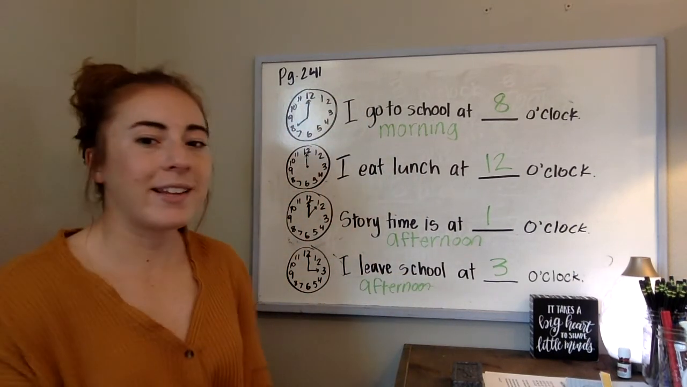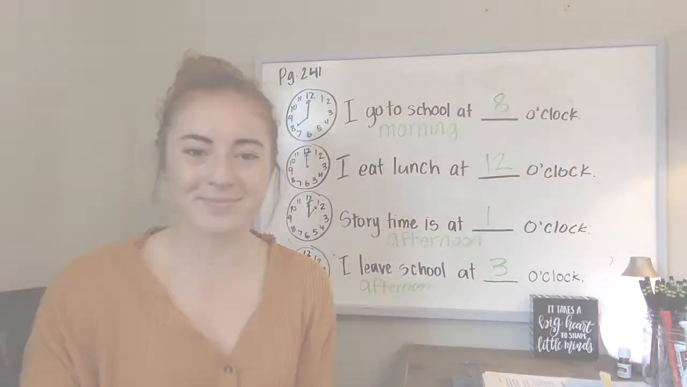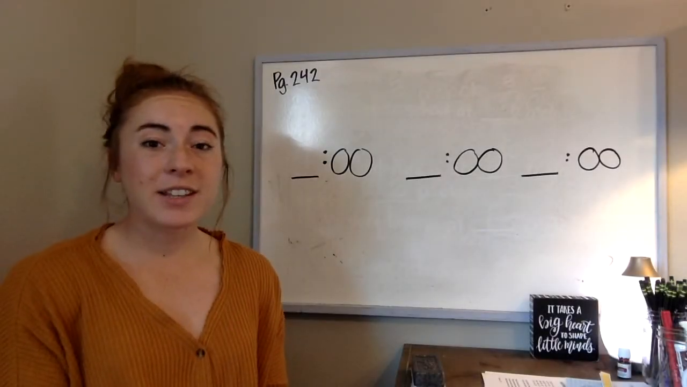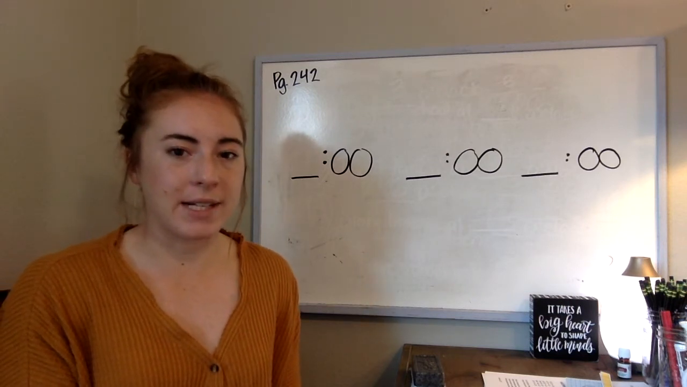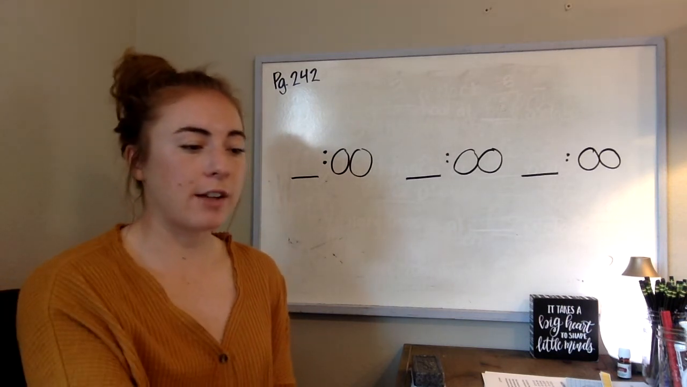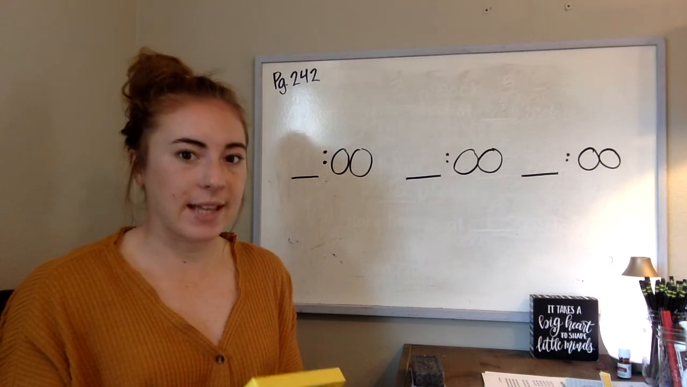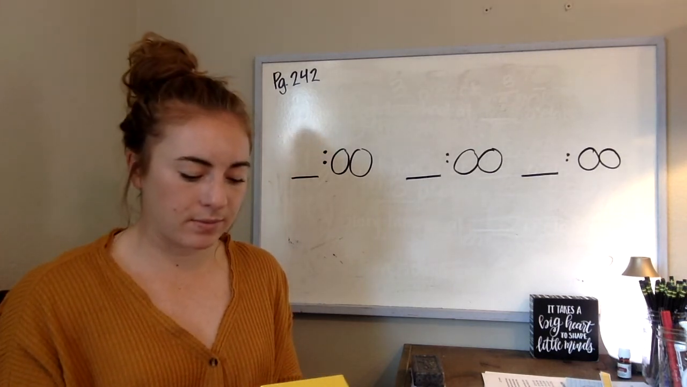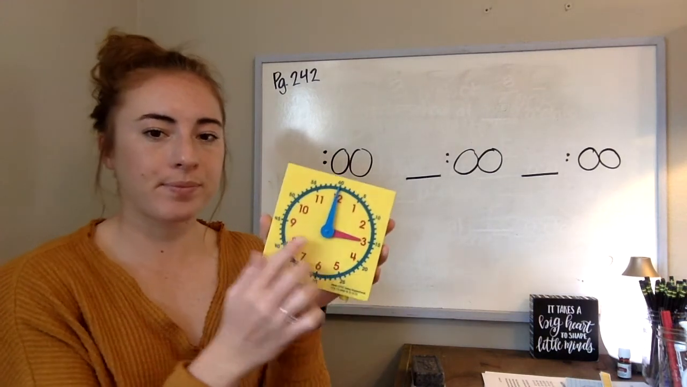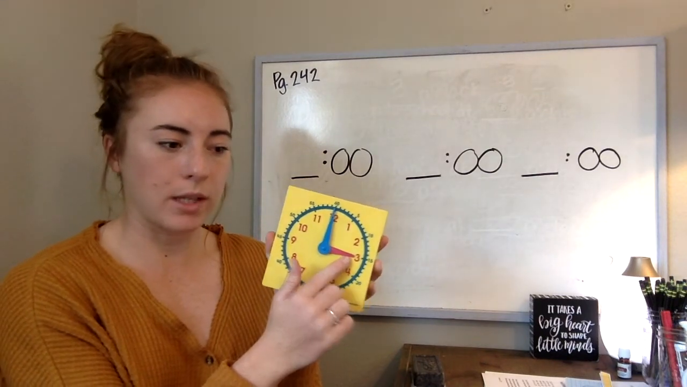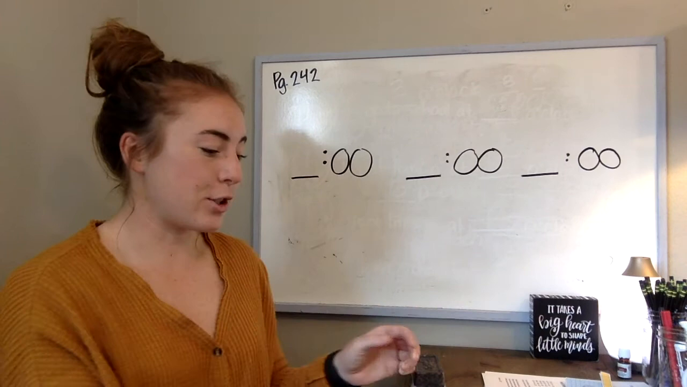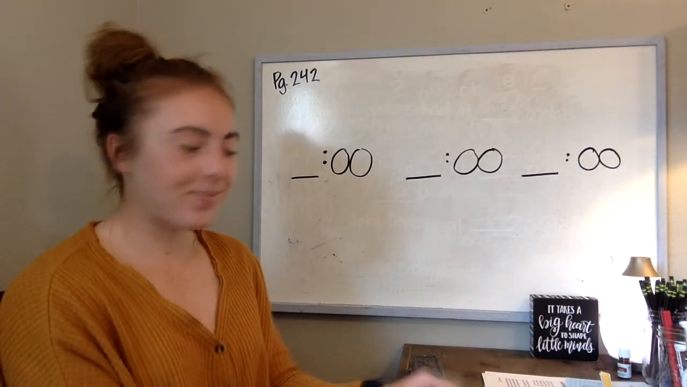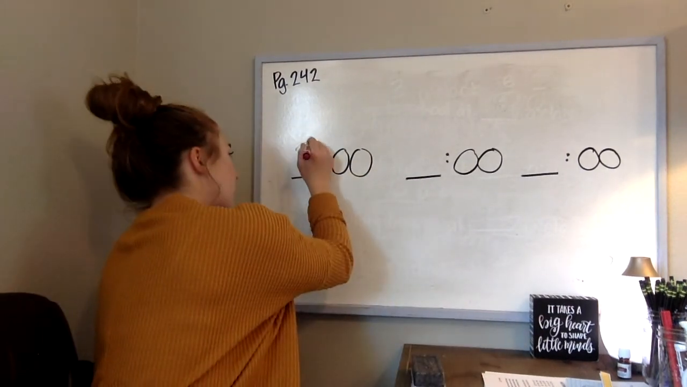Great job. Let's go on to the next page together. Now we're on the next page. Let's look at those 3 clocks. It looks like we have to write what time it is. Let's look at the first clock. What time does it say? Let's look at the hour hand. Remember? Hour hand is the smaller one. Where is the smaller one pointing to? 3. So it's what time? 3 o'clock.